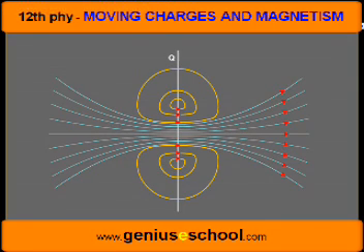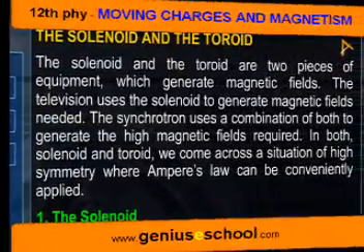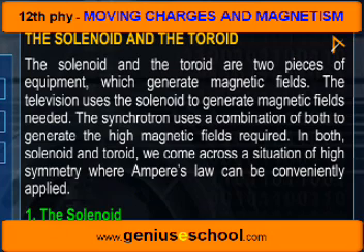As the solenoid is made longer, it appears like a long cylindrical metal sheet. The television uses the solenoid to generate magnetic fields needed. The synchrotron uses a combination of both to generate the high magnetic fields required. In both solenoid and toroid, we come across a situation of high symmetry where Ampere's law can be conveniently applied.